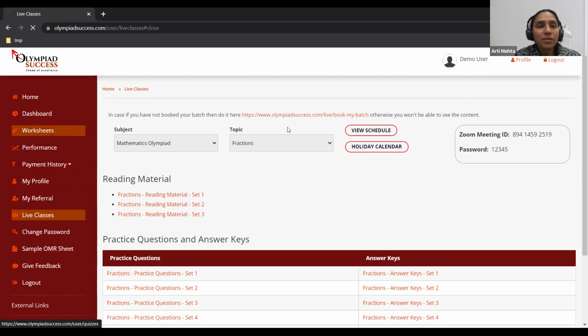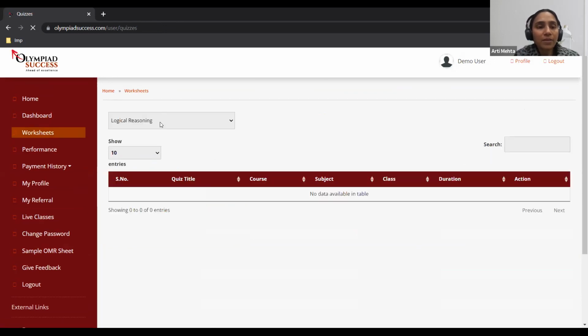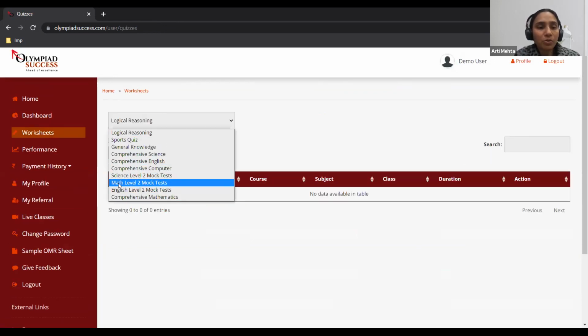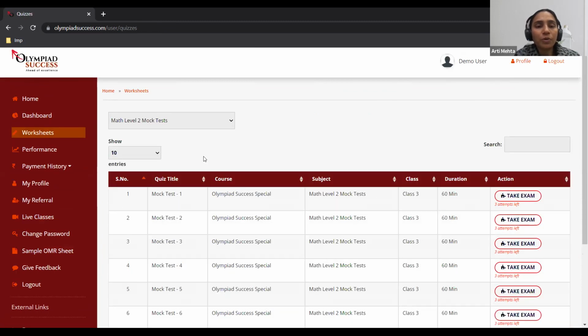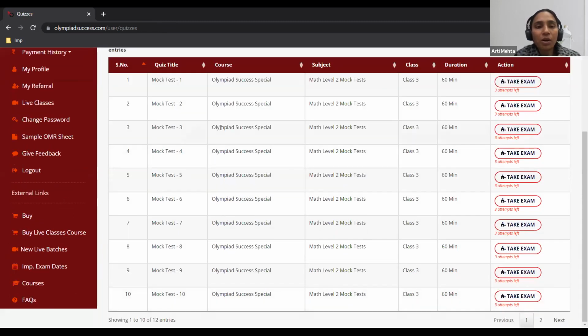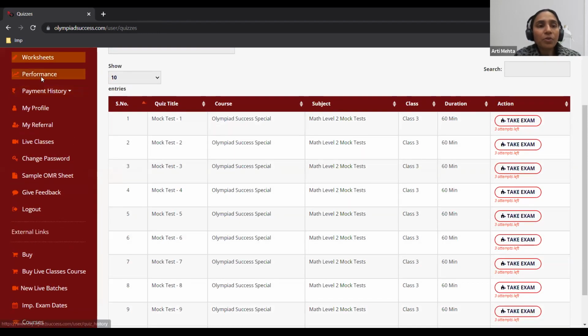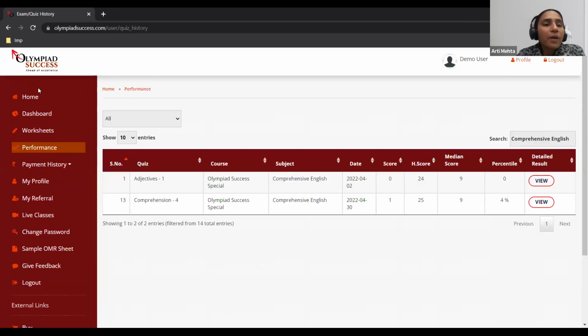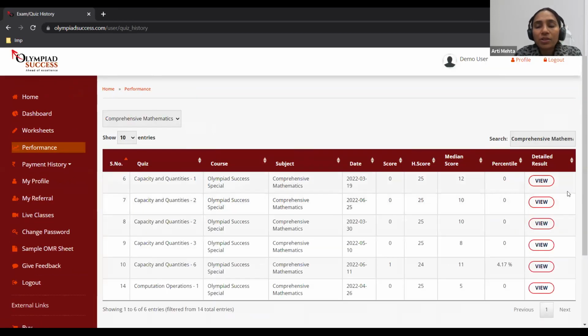The next important thing is the worksheet part. You would be getting access to the level 2 mock test. I have to click on the level 2 mock test, and here all the 10 mock tests would be displayed. You just click on the take exam button to take these mock tests, and finally you can check your answer keys by going to the performance tab, selecting the subject and clicking on the view button, and your answer key will be displayed. So that is all about the platform, and now we would be taking up the queries.